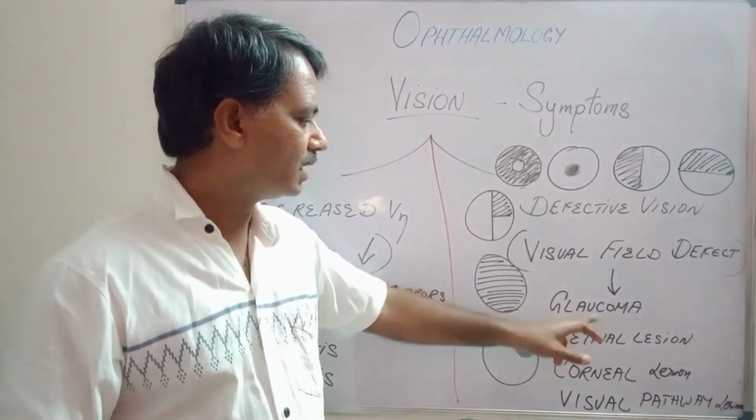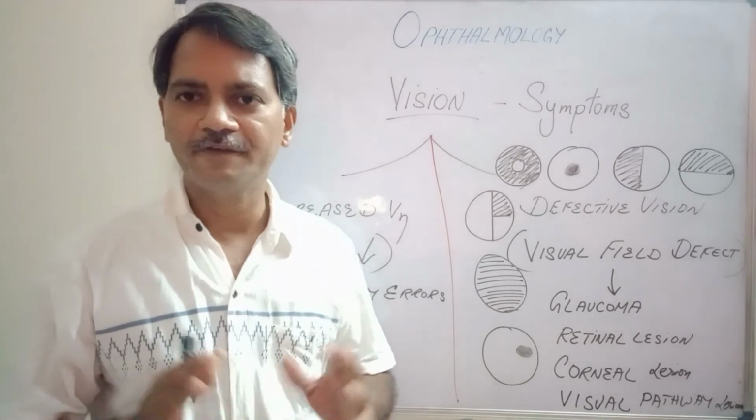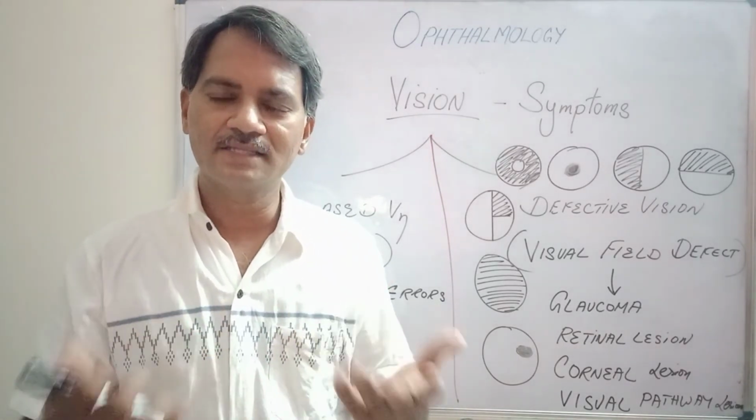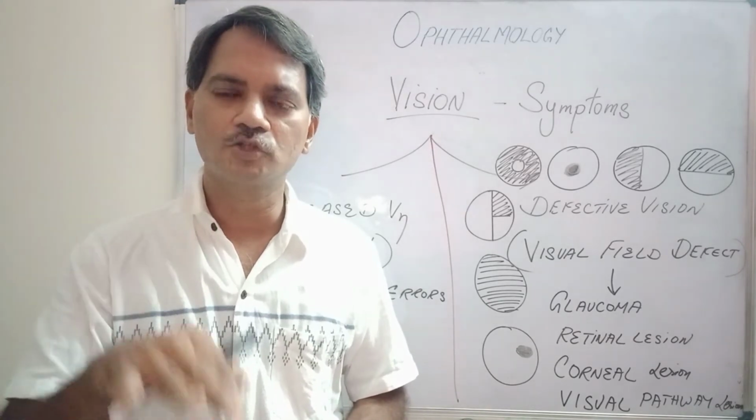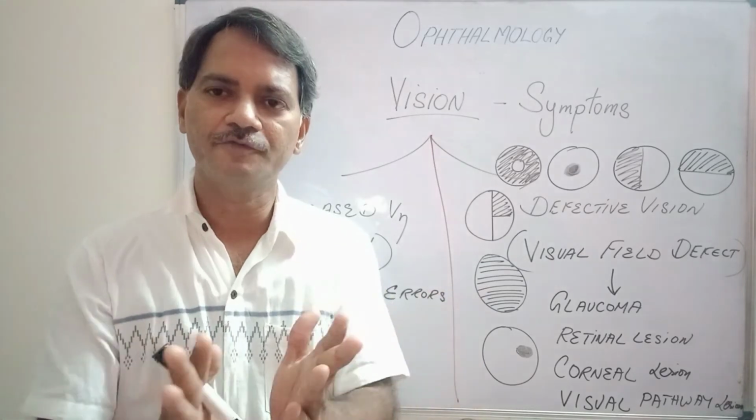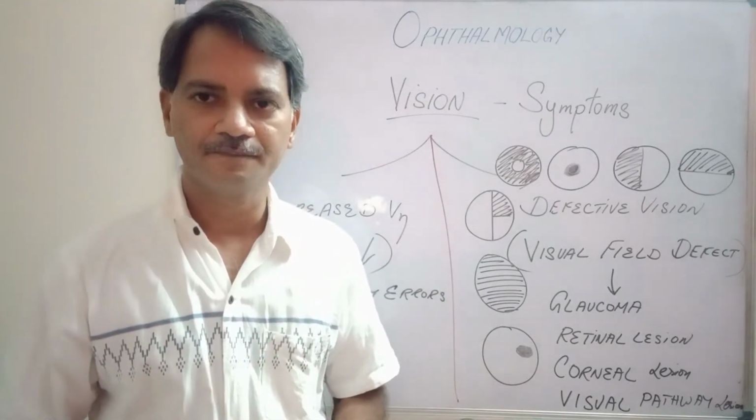Coming to glaucoma, I want to tell a few things. Glaucoma can lead to defective vision. There are several types of defective vision in glaucoma: paracentral scotoma, seidel scotoma, arcuate scotoma, biarcuate scotoma, constriction of visual field, tubular vision, and finally total loss of vision.